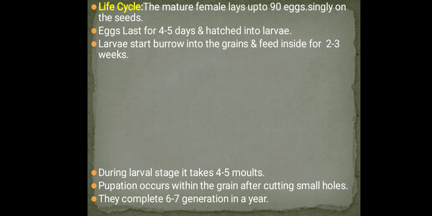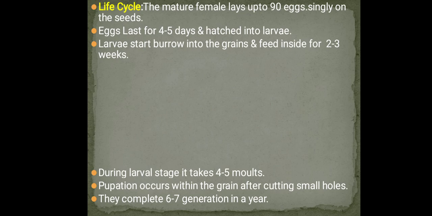Then we see the life cycle of this pulse beetle. The mature female lays about 90 eggs, singly on the seeds. Eggs last for 4 to 5 days and hatch into larvae. The larvae burrow into the grain and feed inside for 2 to 3 weeks. During the larval stage, it takes 4 to 5 molts. Pupation occurs within the grains after cutting small holes. They complete 6 to 7 generations in 1 year.